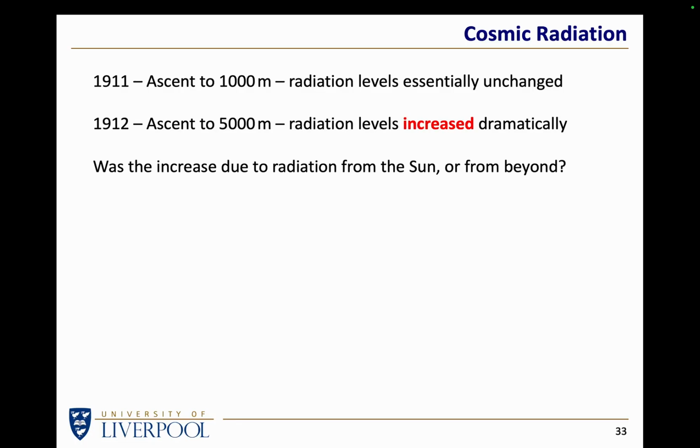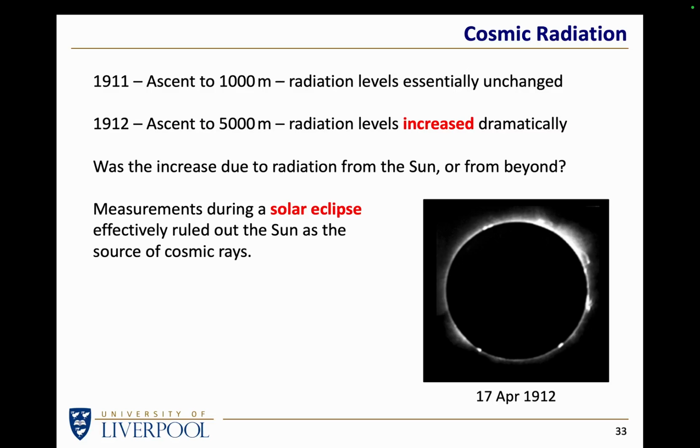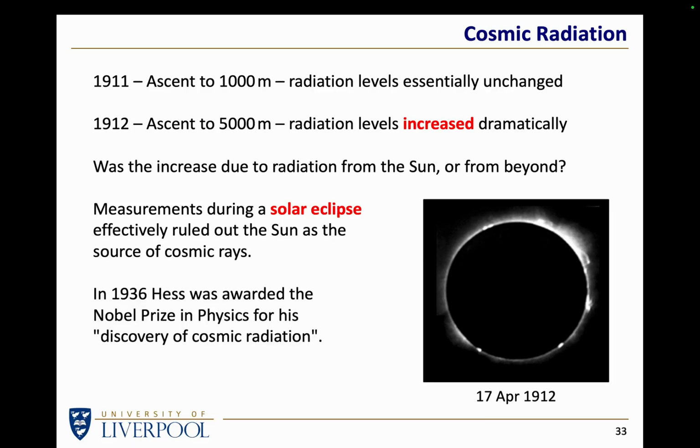You take a hot air balloon flight on the day of an eclipse. Brilliant. You see whether or not, when the moon covers the sun, surely if you cover the sun, the radiation levels should drop if significant amounts of radiation are coming from the sun. That was done, and it effectively ruled out the sun as the radiation source. There might be a little bit of charged particle flux coming from the sun, but it's not responsible for most of what we see in background radiation. And for that, in 1936, Hess was awarded the Nobel Prize for essentially the discovery of cosmic radiation. He showed it came from above, and he ruled out the sun.